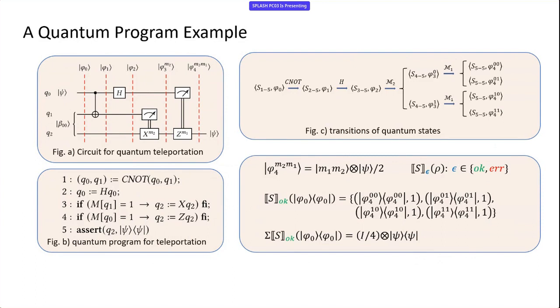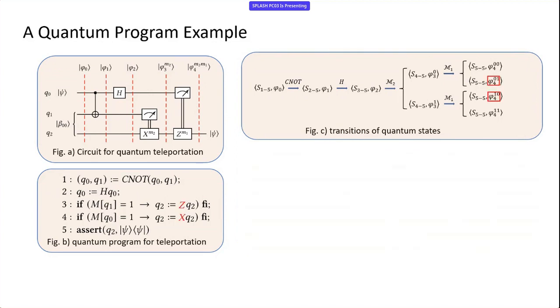So here we use S epsilon rho to denote the denotational semantics of our quantum program. The label epsilon can be OK or error. OK represents normal termination, and error represents abnormal termination. Here S_OK just represents the collection of all correct outputs, and we can sum them up together. So that would be rho times psi.